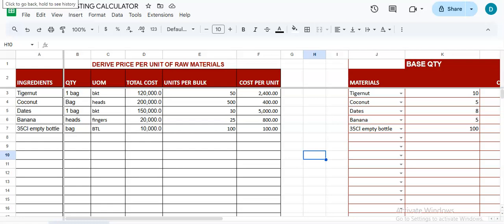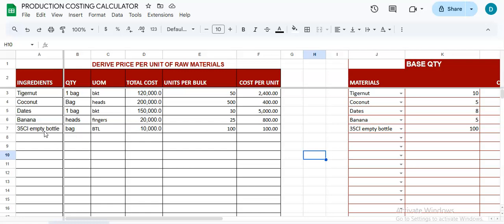Just like every other software, the first thing you do before you use any automated tool is for you to feed the tool with information that will enable the tool to do the automation. I don't know if I'm making sense. So here, the first thing you do is you're going to put your raw materials.